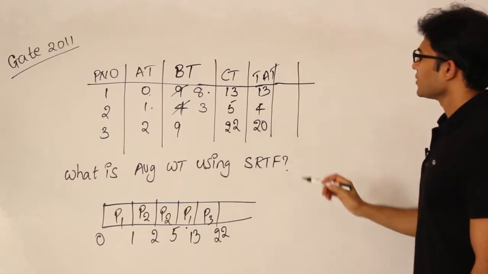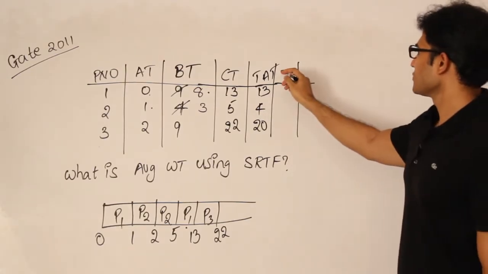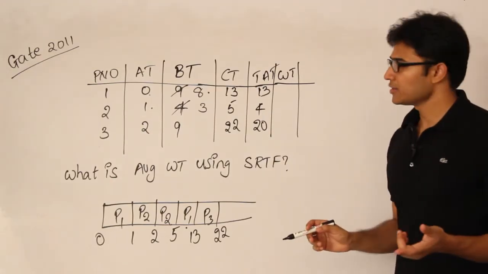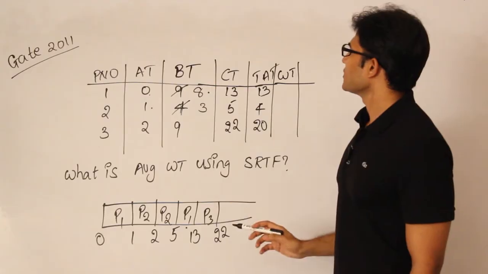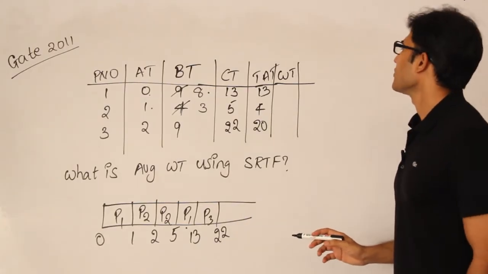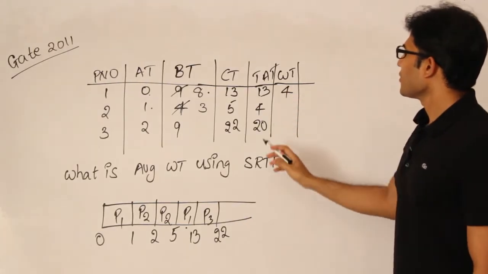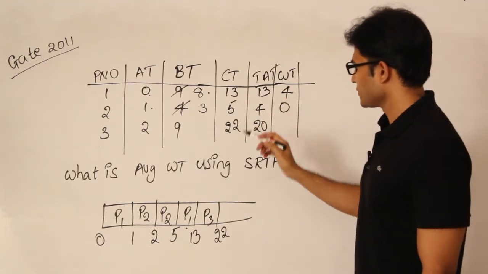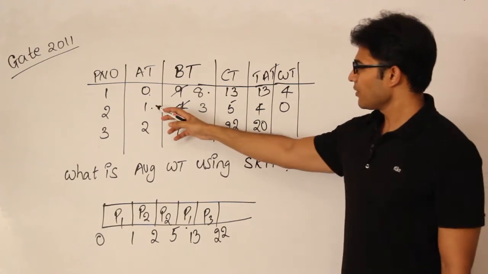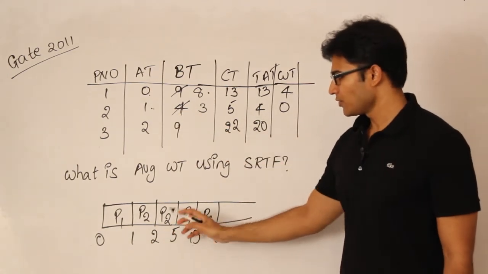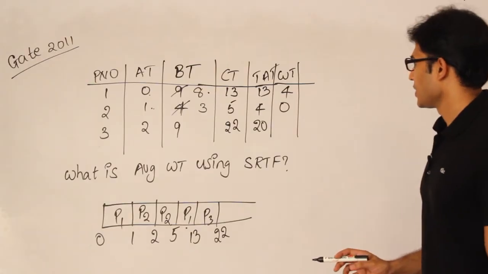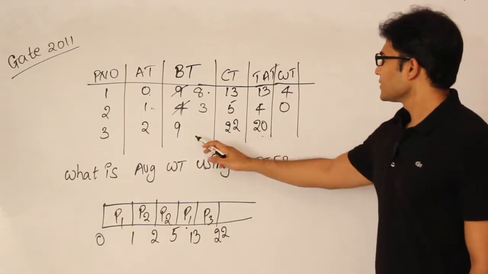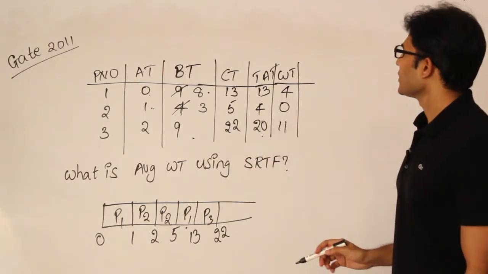And after finding the turnaround time, you are supposed to find the waiting time. So what is waiting time? Waiting time is turnaround time minus burst time. So how much? 13 minus 9 is 4. And how much is the waiting time for this one? 4 minus 4, which is 0, which means P2 didn't wait at all. Once it arrived at 1, it got scheduled and it got finished. Therefore, there is no waiting time at all. And what about this next one? 20 minus 9, which is 11, right?